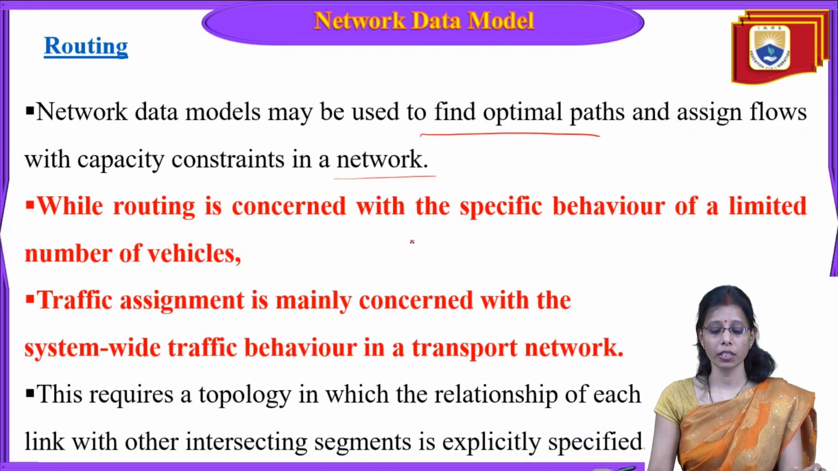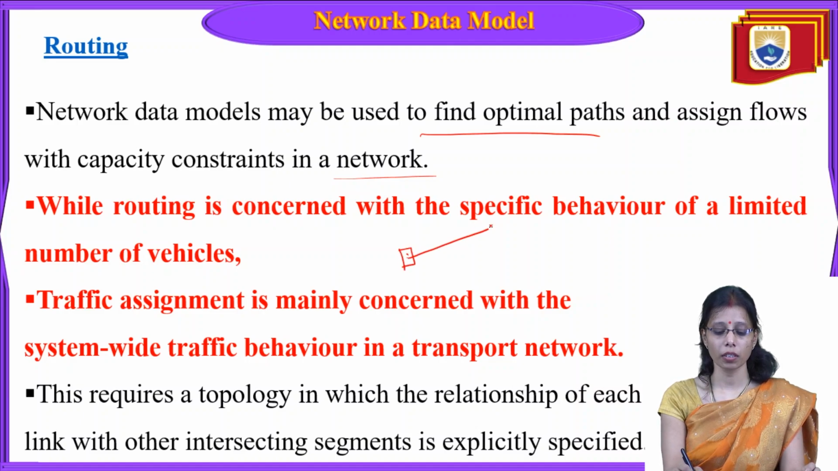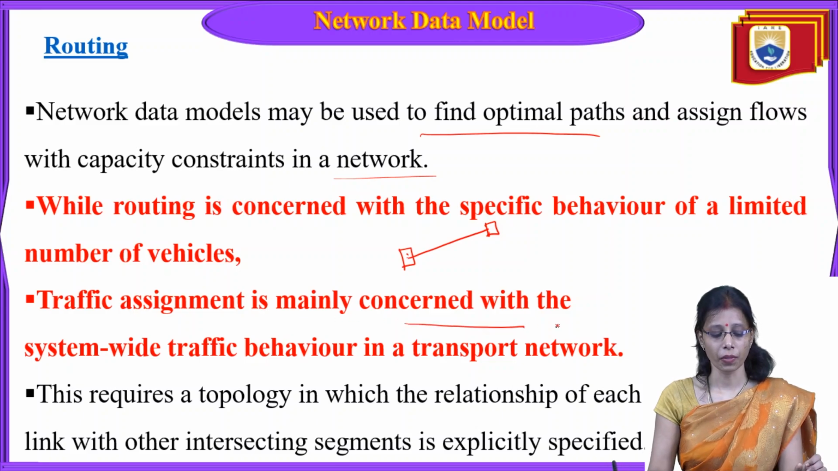Routing is concerned with the specific behavior of a limited number of vehicles. So if you want to show a limited number of vehicles going from one route to the other route, this can be shown with routing. Traffic assignment is mainly concerned with system-wide traffic and behavior in the transport network: how the traffic is moving, how the transport networks are there, how the system is working from one place to another. So how many different roads are there, what is the behavior of the vehicles, and how many vehicles are present in such areas. All this information is given by routing.